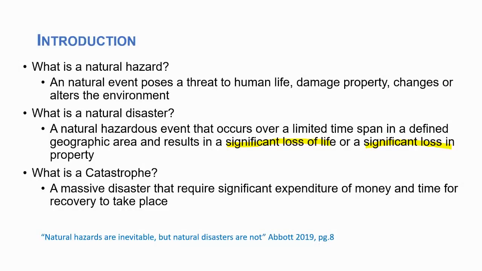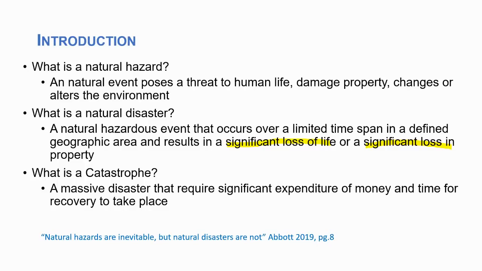And then to be a catastrophe, it has to be a massive disaster. And so that can be massive in scale, affecting a large area. It can be massive in the number of deaths that it causes, or it can be massive in the expenditure or the cost to rebuild or to recover from that event. And so when it's a disaster or a catastrophe, it's subjective, basically.